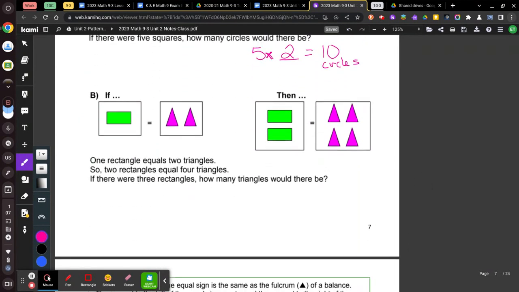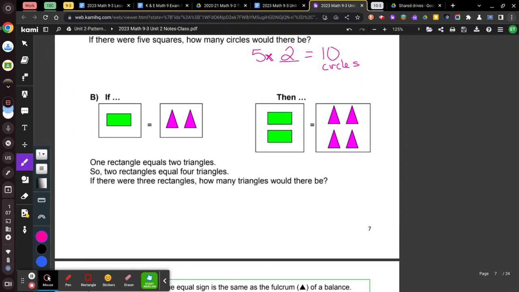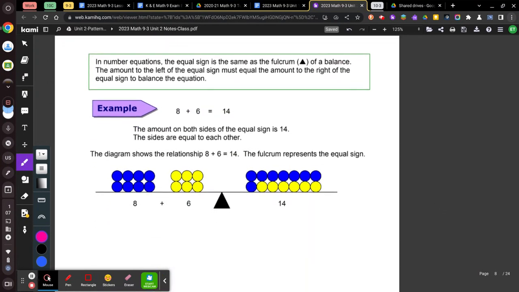So if we look at B, they're saying 1 green rectangle is equal to 2 triangles. Well, if 1 is equal to 2 again, 2 would be equal to 4. And if I drew 3, again, what am I doing? I am adding 2 triangles for every rectangle. That's all we're doing. All right, turn your page.